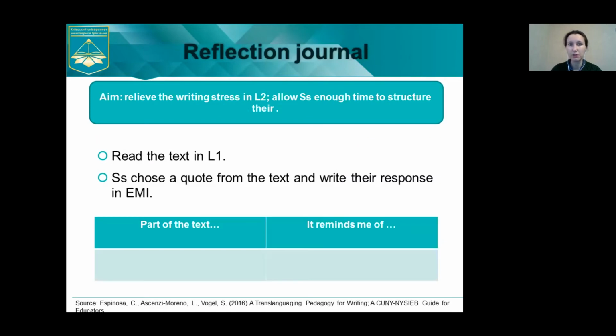The next activity is called a reflection journal, and it aims to relieve the writing stress in language 2 and allow students enough time to structure their writing pieces. We read the text in the native language, the mother tongue, and after that students choose a quote from the text and write their response in the medium of instruction, for example, in English. To help students structure their ideas, we can suggest a chart where they write this part of the text. It can be just a sentence which they want to dwell on. And in the second column of the chart, they write, "It reminds me of," and they write their ideas in the medium of instruction.